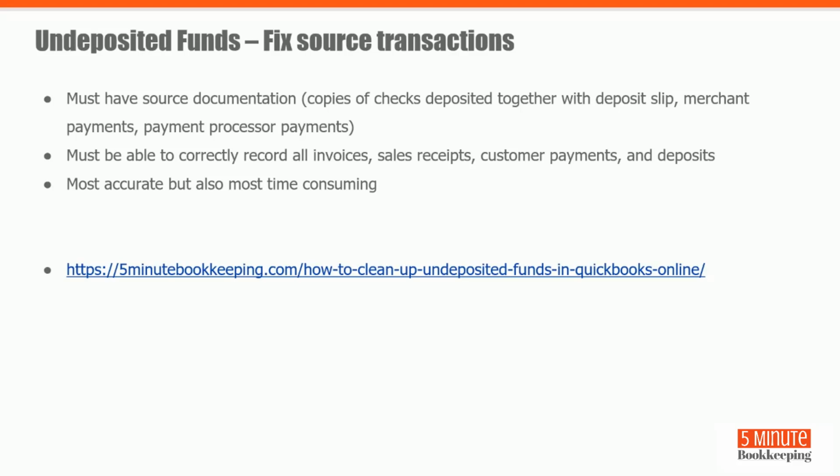So let's go a little bit deeper into fixing undeposited funds and the options that we have. If we're going to fix source transactions, you have to have the source documentation, whether it's copies of checks deposited together with a deposit slip, information about the merchant payments that were received, any information related to payment processor deposits. And so you have to have the source documentation, otherwise you can't fix the source transactions. You must also be able to correctly record all invoices, sales receipts, customer payments, and deposits.